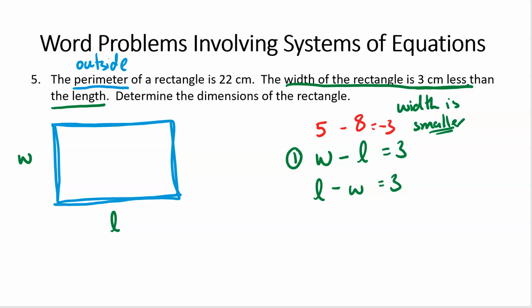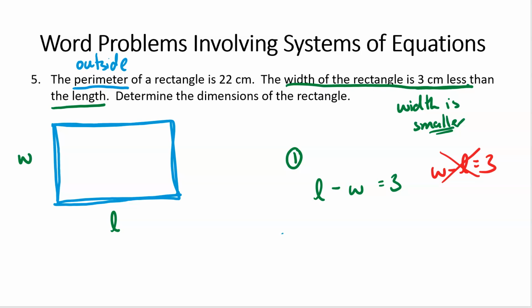So writing that first way, W minus L, can't be correct, right? Now, length is 8 and width is 5, so width is the smaller number, like we already logically concluded. 8 minus 5 does equal 3. That is correct. So writing equation 1 as L minus W equals 3 is the correct way, whereas W minus L equals 3 would be incorrect.